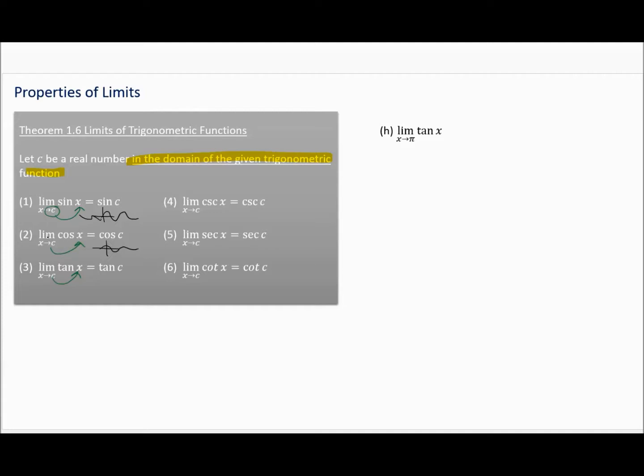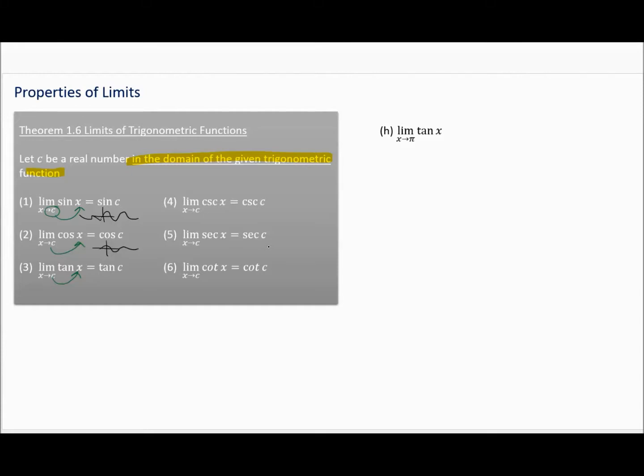Remember, tangent is defined to be sine over cosine. So any value that would make cosine equal to 0, like pi over 2 or 3 pi over 2, you're not allowed to directly substitute into tangent. So be careful. This doesn't mean you can plug in any number you want. It has to be in the domain of the trig function. If it's not, then you probably have a limit that doesn't exist.